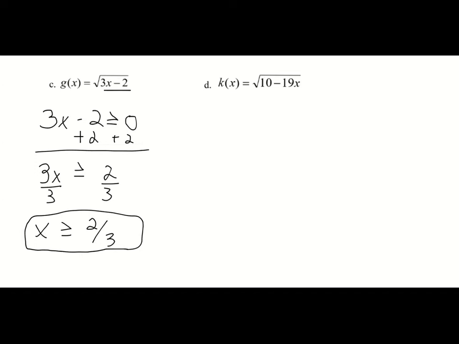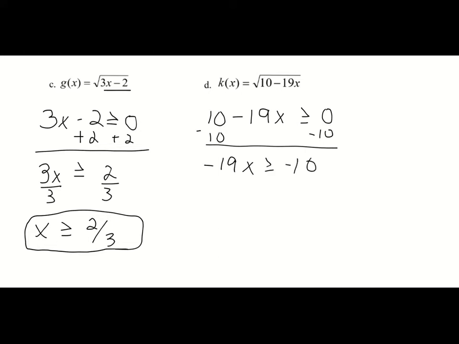Let's take a look at D. It's the same type of problem. We have that 2, or the square root, which is our even index. So we're going to say that 10 minus 19x must be greater than or equal to 0. So I'll start off by subtracting 10 from both sides. So now I have negative 19x is greater than or equal to negative 10. And then I need to divide by a negative 19.